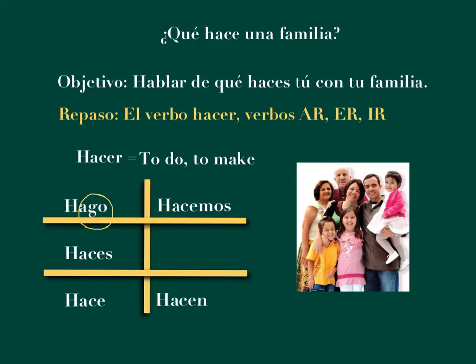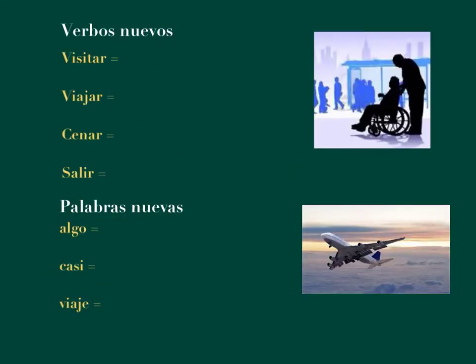So in the question, this verb hacer would mean, what does a family do? ¿Qué hace una familia? And we can answer that in a lot of different ways, and we're going to look at that question specifically today. Now, before we look at the different ways to answer that question, let's look at a few new verbs that will help us out, as well as a few new words that can help us answer that question and talk about what our family does and likes to do.